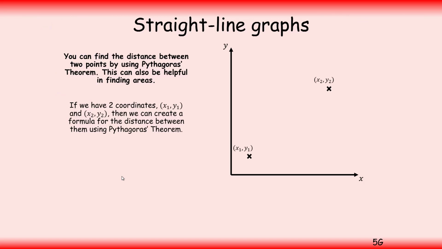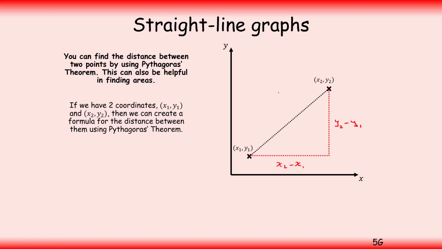Okay, so when we have two coordinates, x1, y1, like we have in the diagram here, and x2, y2, we can find the distance between them if we link them by using Pythagoras. So we use Pythagoras to find the length of the line. Now, if we form our triangle like so, a right angle triangle, we can see that the distance from here to here is going to be y2 minus y1, and the distance here is going to be x2 minus x1.